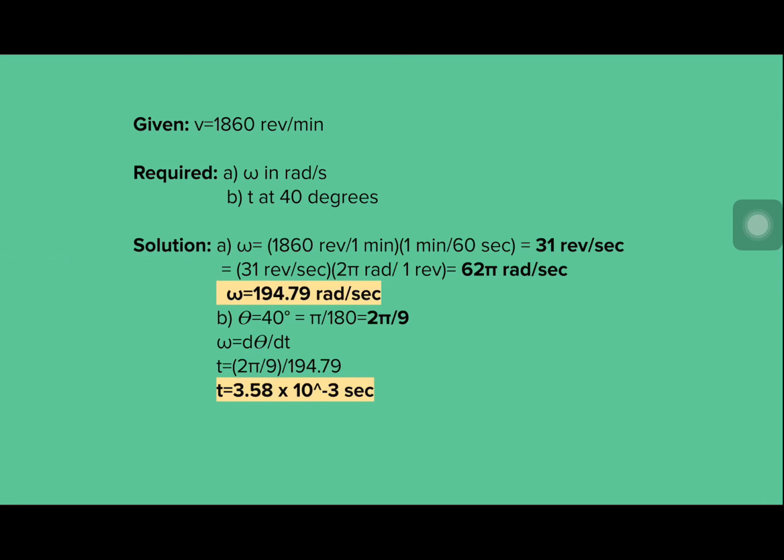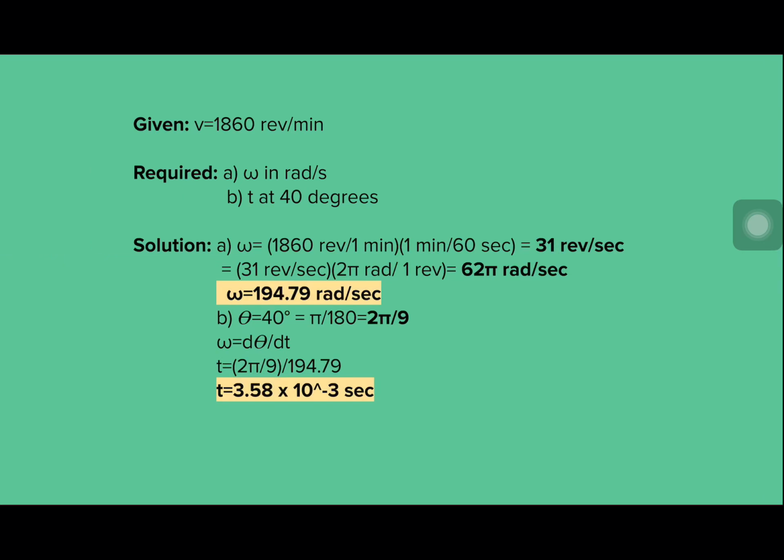For our angular velocity, forgive me, that's supposed to be an omega. It's 1860 revolutions per minute. We are required to look for omega in radians per second, which is our angular velocity, and the time at 40 degrees. The first thing we did here is cancel out the minutes. So we have 1860 over 1 minute times 1 minute over 60. The minutes cancel out, and you have 31 revolutions per second.